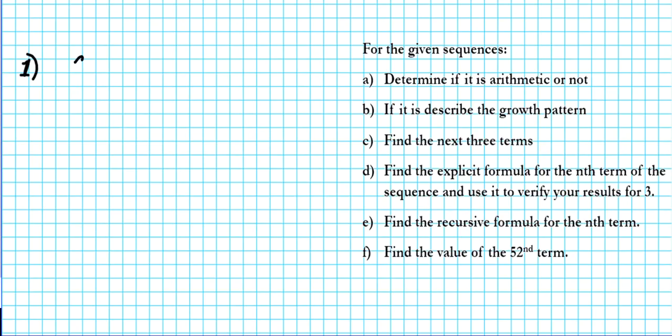Alright, for number one, what if we have the arithmetic sequence 2, 4, 12, 48, and the sequence goes on. So let's look at part A. We're to determine if the sequence is arithmetic or not.